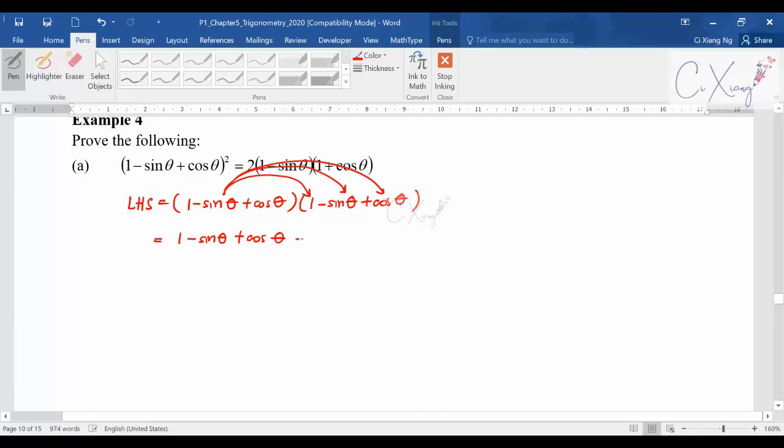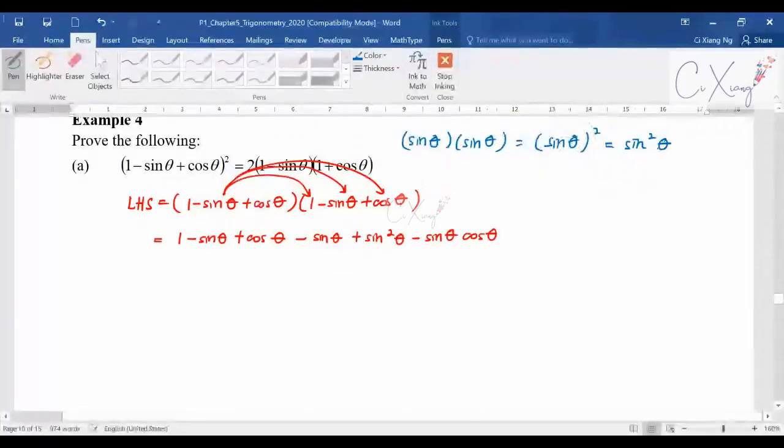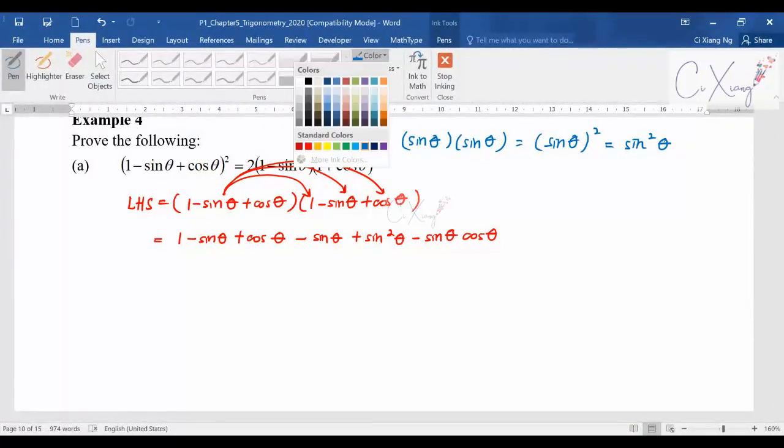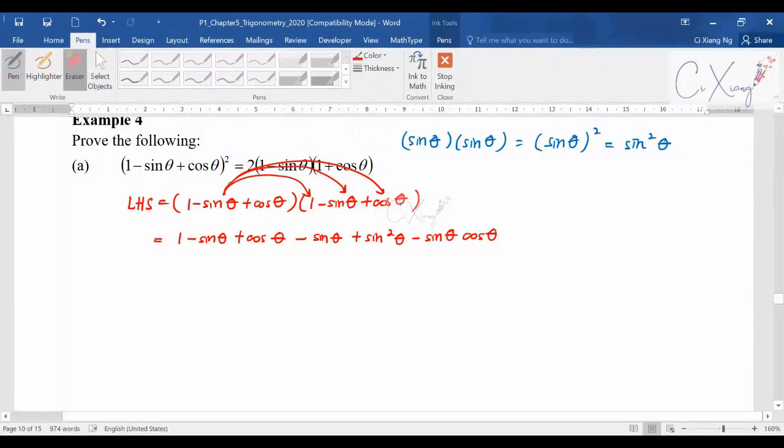If you expand it, then you have negative sine theta plus sine square theta, and then minus sine theta cos theta. Just take note that when you have sine theta multiplied with sine theta, generally you should write it as sine theta square. But usually what we do is we write it as sine square theta. So these two are the same thing. This term and this term are the same. So don't get confused. Therefore, you can see that I'm writing sine square theta here. After the second term, then you expand for the third term.